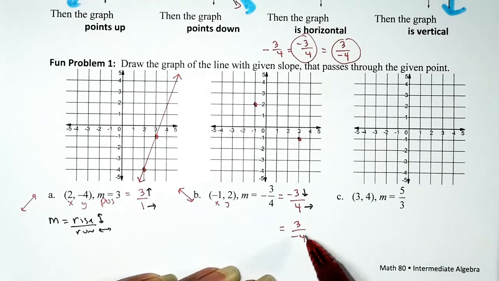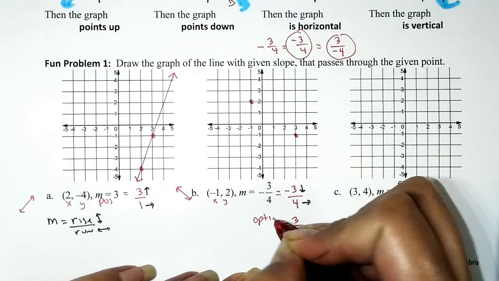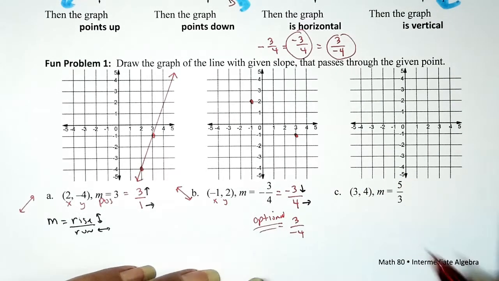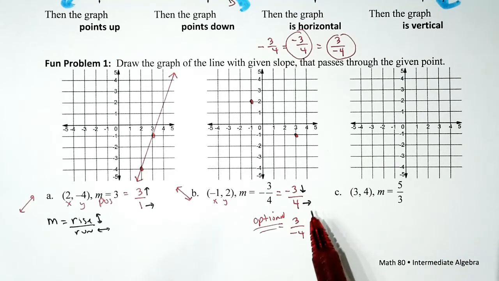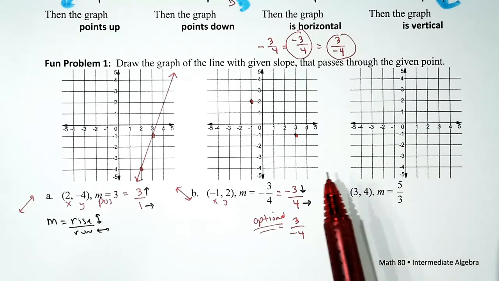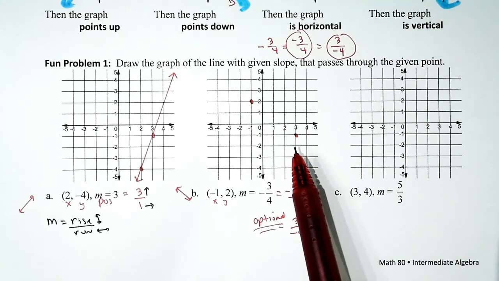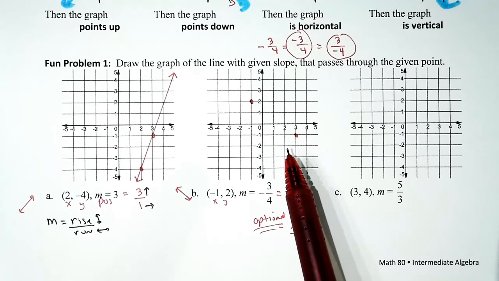But let's do this. So let me just put optional. The reason why I say optional is because you don't have to rewrite the slope more than once, unless you have a technical difficulty. But when you are asked to graph a line, we just need 2 points. We got 2 points. You can connect them and be on your merry way.